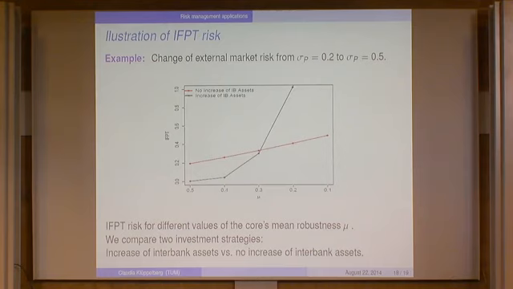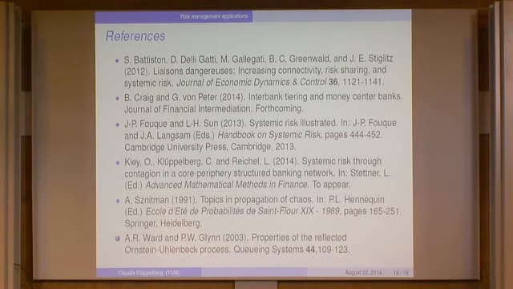So there's a point from which on they should definitely not do it, and that's when mu falls below 0.3. So, okay, that's it. References, and thanks for your attention.